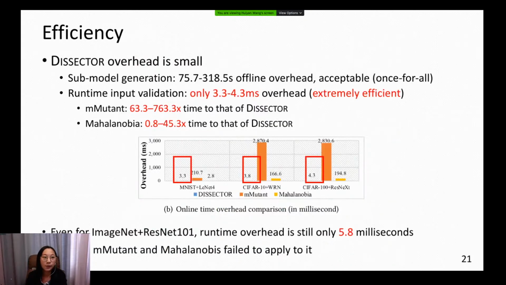And now, for efficiency. Our dissector is quite efficient. Its key input validation part only takes 3 to 4 milliseconds per sample, while existing approaches take several tens or hundreds of times larger overhead. Even for some complex subjects like ImageNet, dissector still only needs 5.8 milliseconds for validation, while both existing approaches fail to apply.